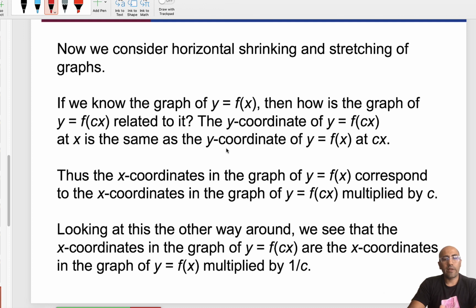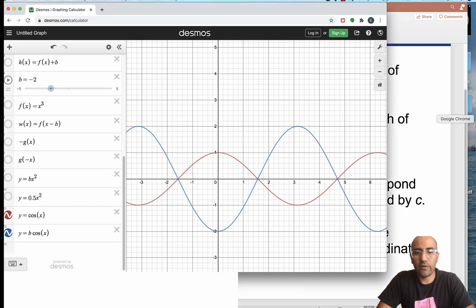So now we want to consider what happens when we multiply the function on the inside by a constant. And again, we want to think about what happens when that constant is positive or negative. What if that constant is bigger than 1? What if that constant is a decimal between 0 and 1? We want to consider what happens to those, and again, we're going to use Desmos. So let's stick to the cosine function.